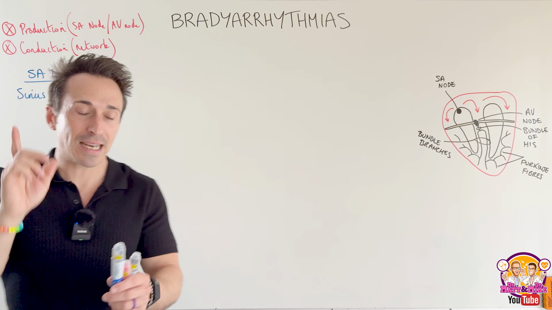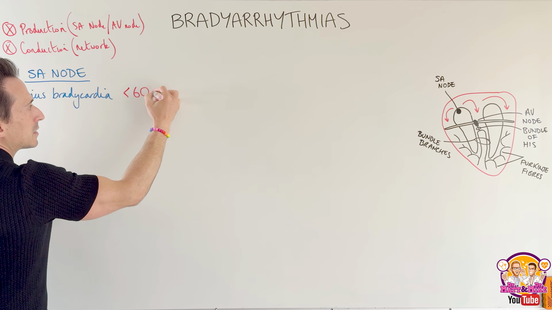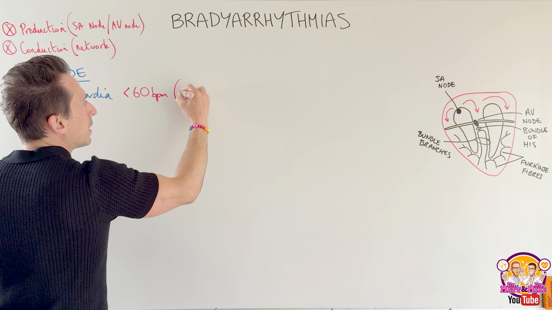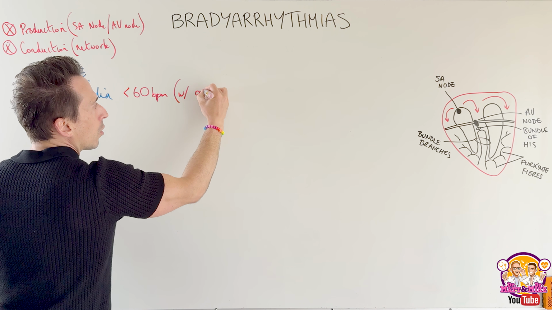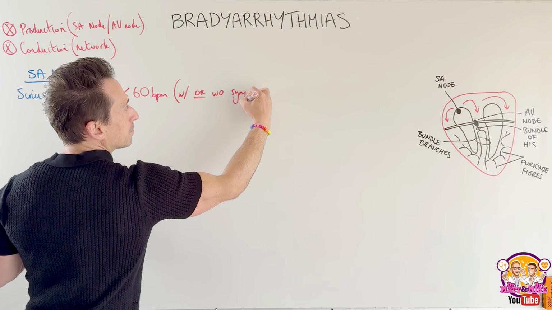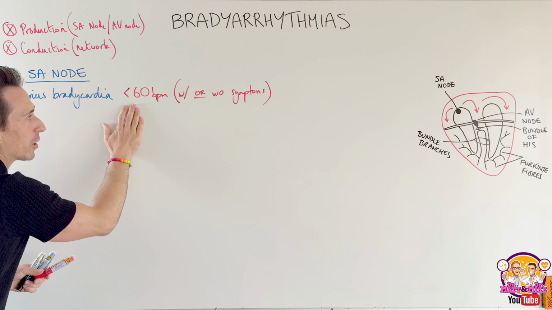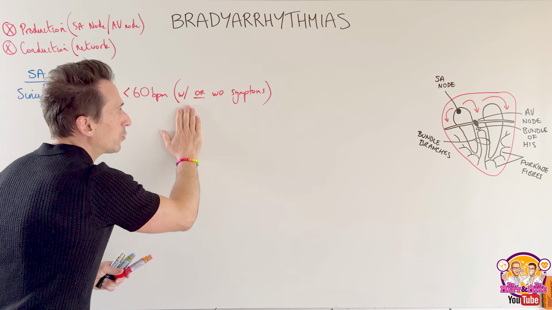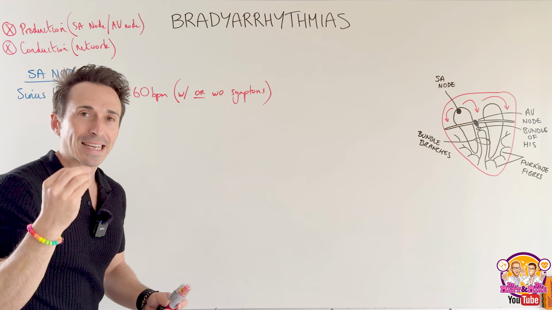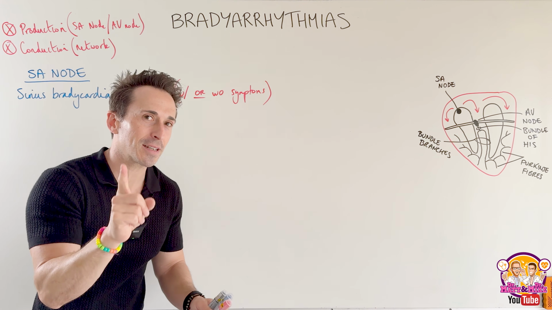Sinus bradycardia simply refers to when the heart rate is below 60 beats per minute, and it can be with or without symptoms. So if your heart rate's below 60 beats per minute and you don't or do have symptoms, this can be referred to as a sinus bradycardia. Now, what are the different causes? Actually, before we talk about that, we need to understand this.